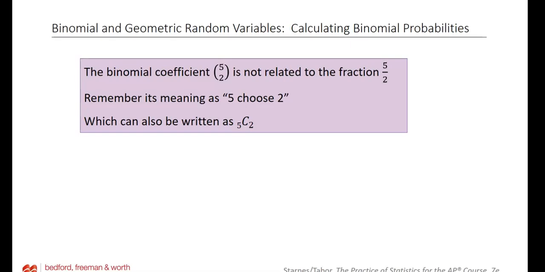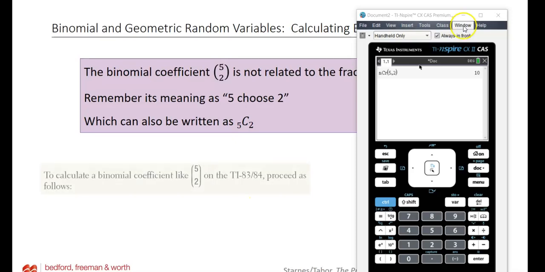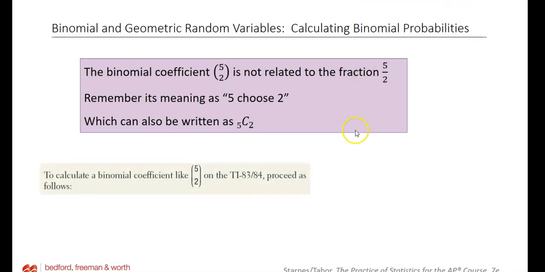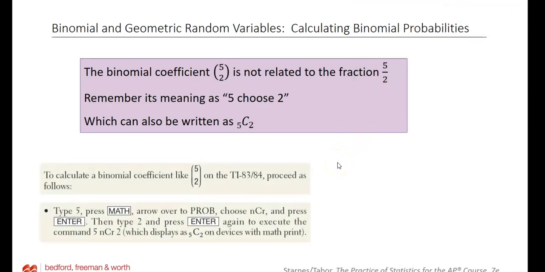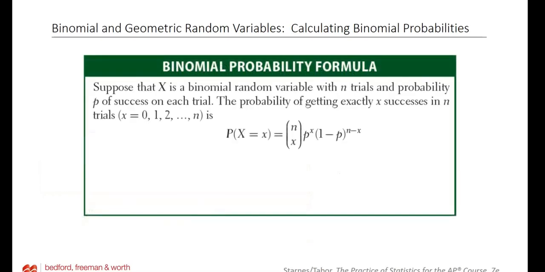Okay, so the binomial, they said this: the binomial coefficient 5, 2 is not related to the fraction 5 over 2. This is 5 choose 2, so we read it that way, and it's nCr. And so you would type in your calculator 5, comma 2 here, and it'll do it for you. It'll give you 10 different ways of doing that. So again, we know how to do that. It gives you the answer.